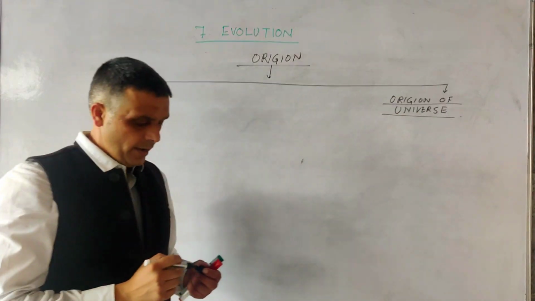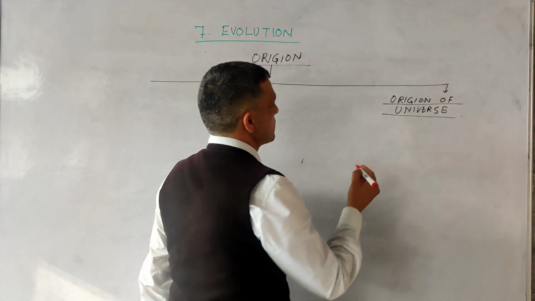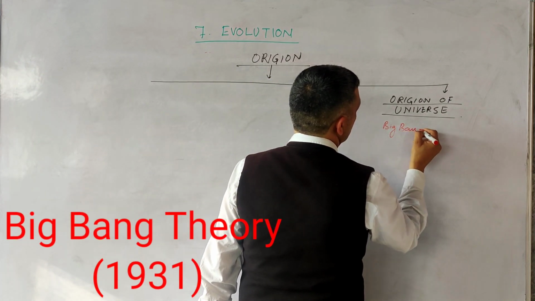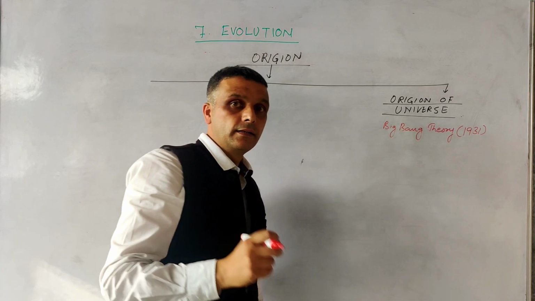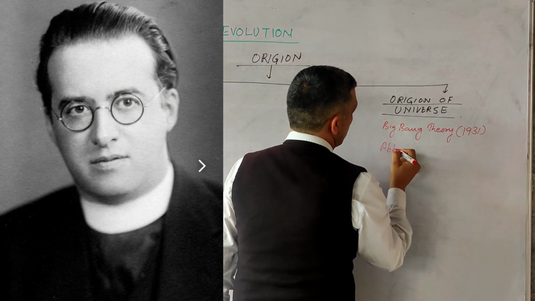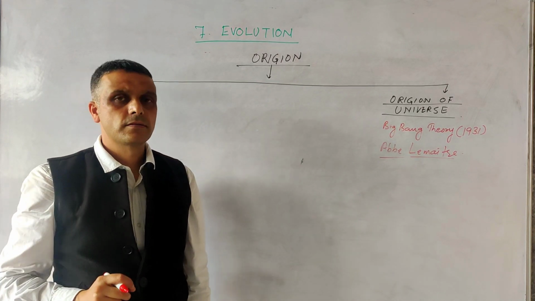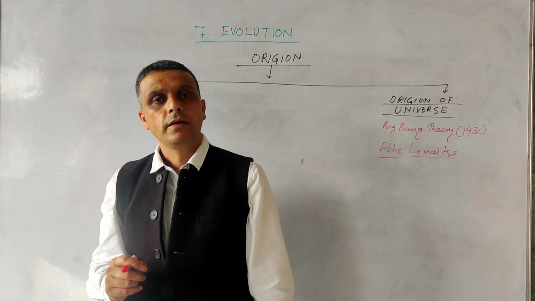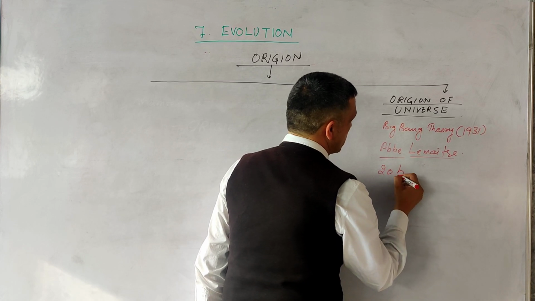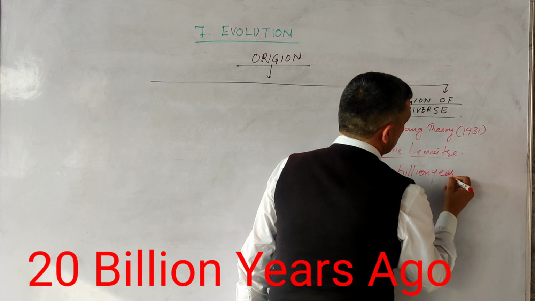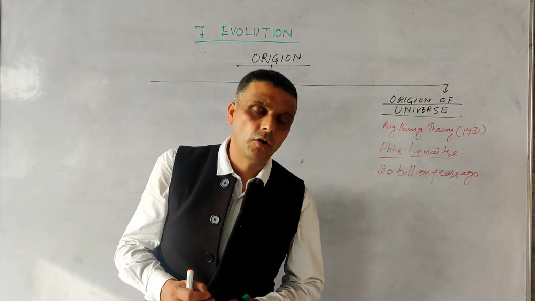universe. And students, the most acceptable theory in the present time about the origin of universe is Big Bang theory. Which was given in the year 1931 by Abel Lemaitre. Big Bang simply means a huge explosion. And according to this theory, there was a huge singular explosion approximately 20 billion years ago. And since then, our universe is expanding continuously.